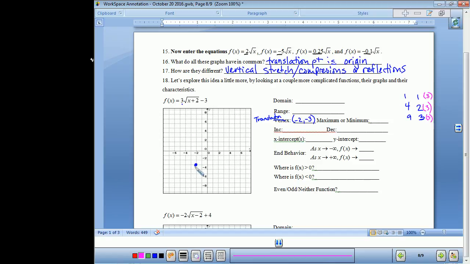So the moves from this translated point: right 1, up 3. Right 4, instead of 2, we're going up 6. Right 9, instead of 3, we'd go up 9. And it's a stretched out eyebrow. Wait, how many did you go to the right? Right 9? Yeah, I did 1, 4, and 9. Okay.